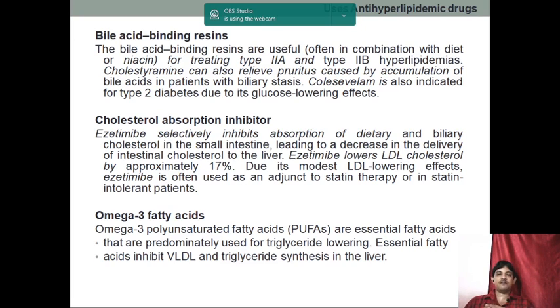Next is also omega-3 fatty acid. These omega-3 fatty acids are essential fatty acids which are predominantly used for triglyceride lowering. Essential fatty acids inhibit VLDL and triglyceride synthesis in the liver.